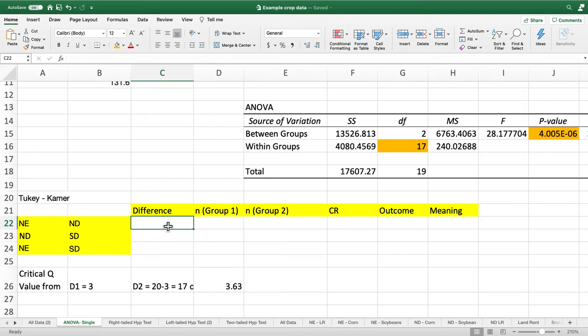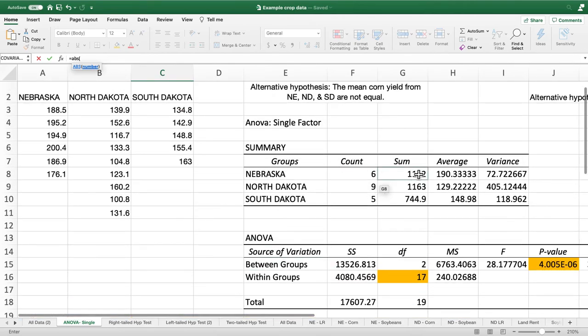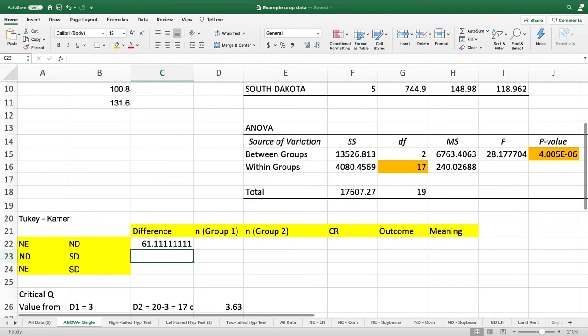So what we're going to do is type in equals absolute value, ABS, and then we're going to look at the average of Nebraska and North Dakota. So there's the average of Nebraska, and there's the average of North Dakota. Oh, sorry, the difference between them. So absolute value of H8 minus H9, and we get 61.